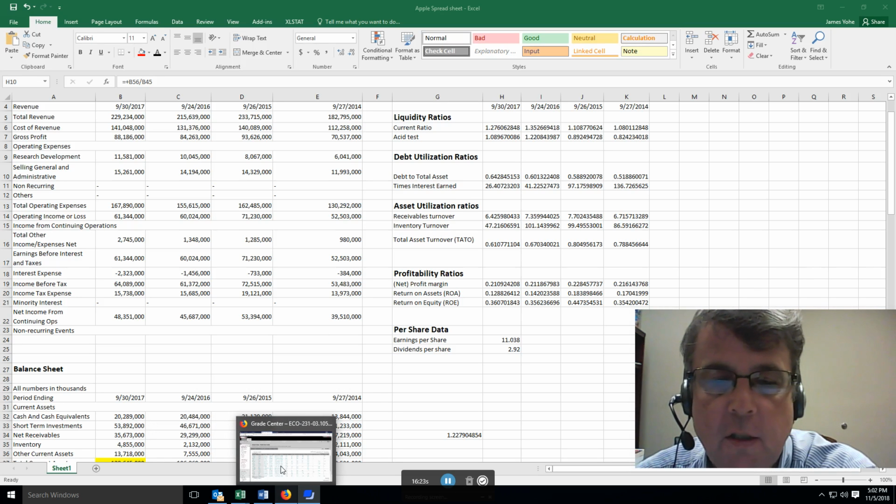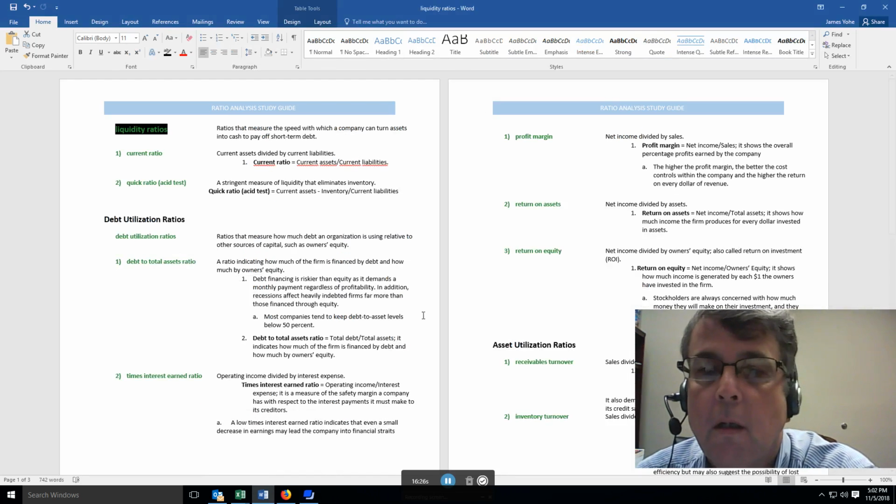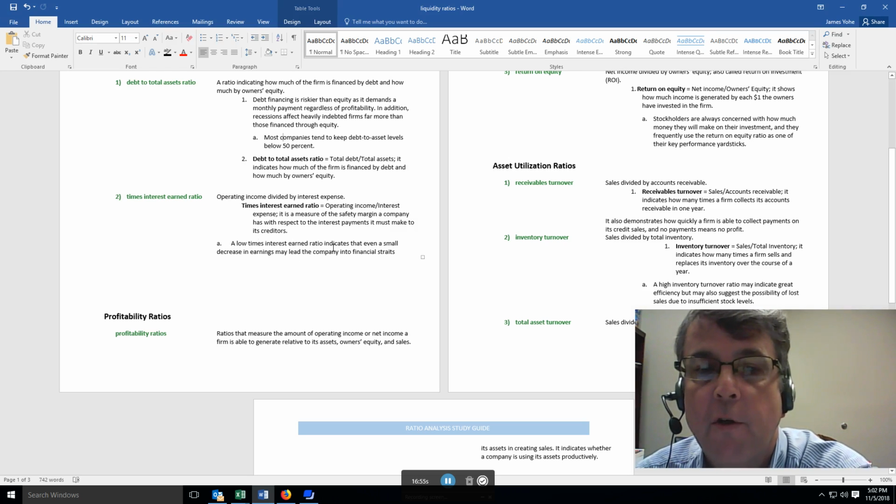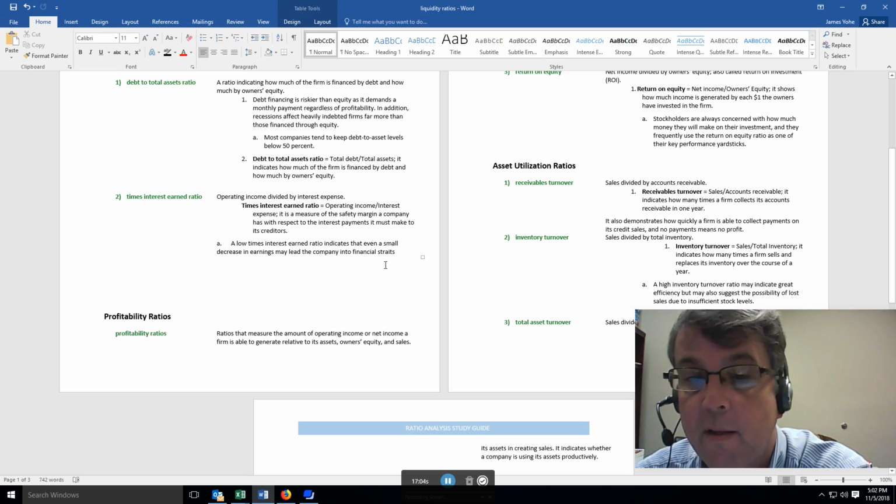So times interest earned. Times interest earned ratio is operating income divided by interest expense. It is a measure of the safety margin a company has with respect to the interest payments it must make to its creditors. A low times interest earned ratio indicates that even a small decrease in earnings may lead the company into financial straits. In other words, they won't be able to pay their bills.